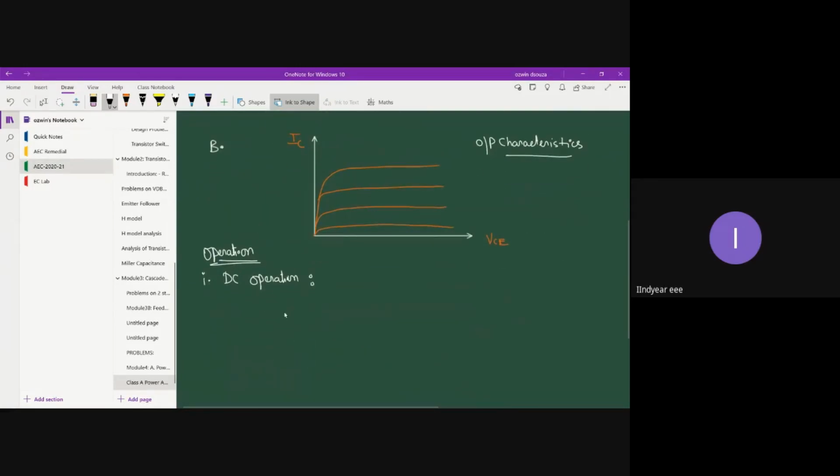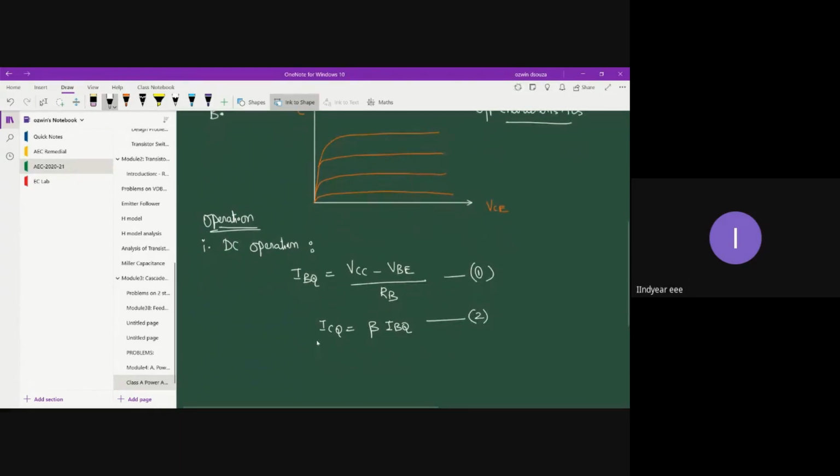In DC operation, I can directly write an expression for base current, IBQ, right? IBQ is VCC minus VBE divided by RB. Once IBQ is found, you can find ICQ. So ICQ is going to be beta times IBQ. That's your equation 2. And once ICQ is known to you, you can find out VCEQ. VCEQ is nothing but the power supply voltage minus the drop across the collector resistor, which is ICQ times RC.